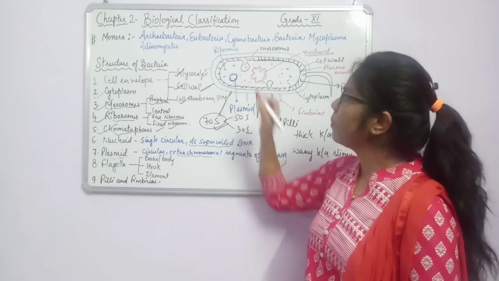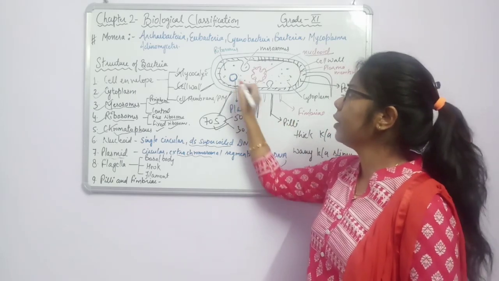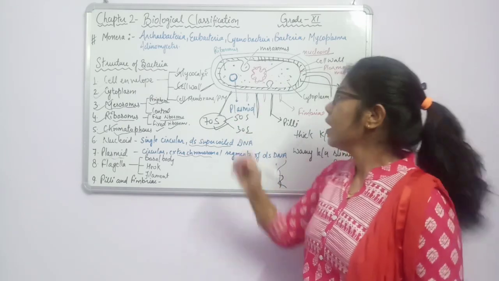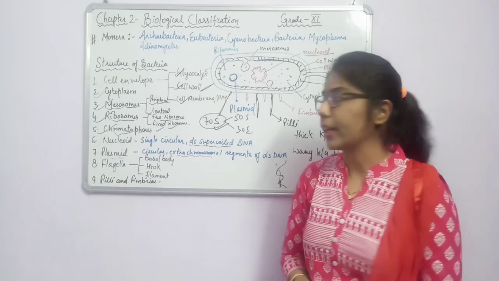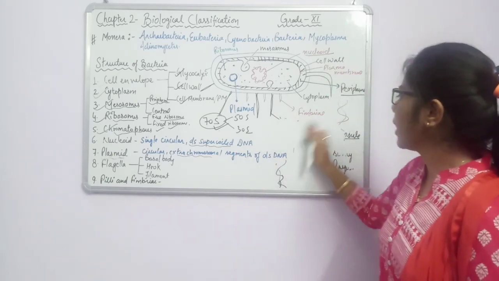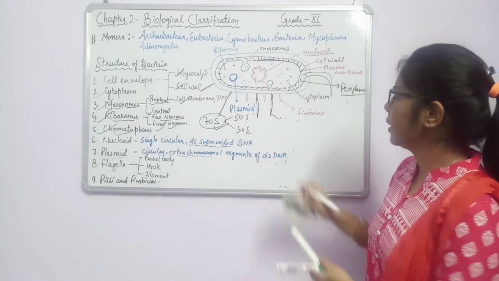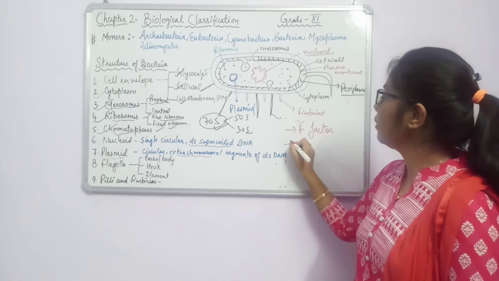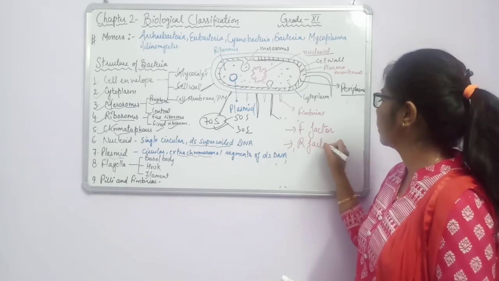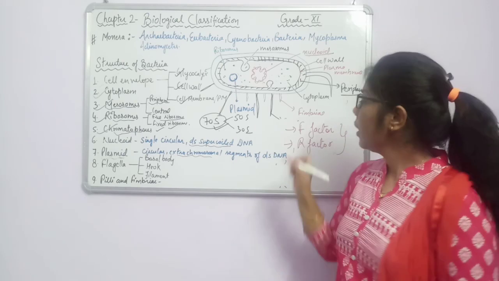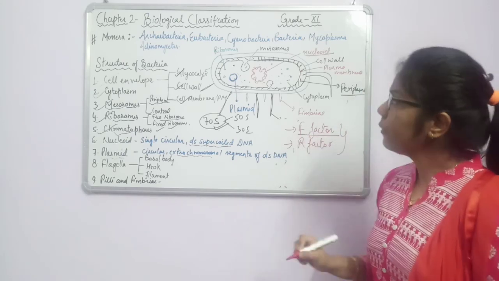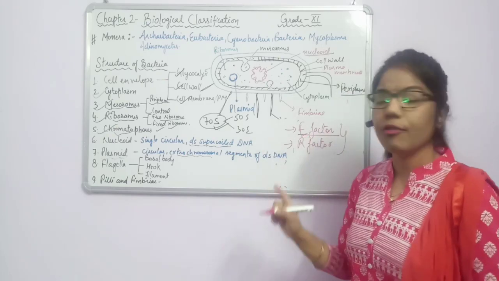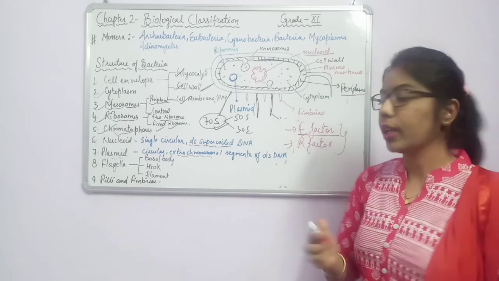And what is the role of this plasmid? It has a very important role: in biotechnology we use this plasmid. This plasmid contains two types of factor. What are they? They can be the F factor and the R factor. These two are very important. F factor means fertility factor. If any bacterial cell has a plasmid, it means it has an F factor, and these F factors can be of two types. What are they?